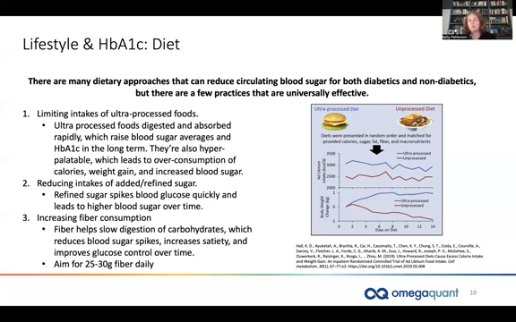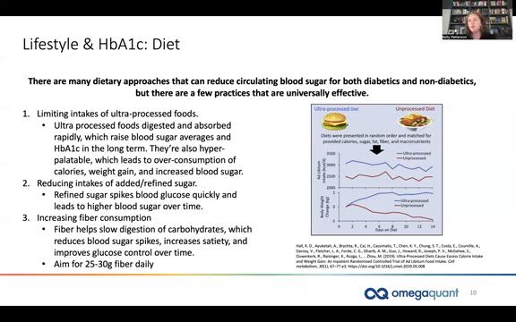The next would be reducing those intakes of added and refined sugar. If you do the first one, you're probably going to be doing this one, unless you're at home baking a lot by yourself or you add a lot of sugar to your coffee, that type of stuff. Refined sugar really spikes that blood glucose quickly and leads to higher blood sugar over time. So cut back as much as you can on added sugar. And notice I said added.